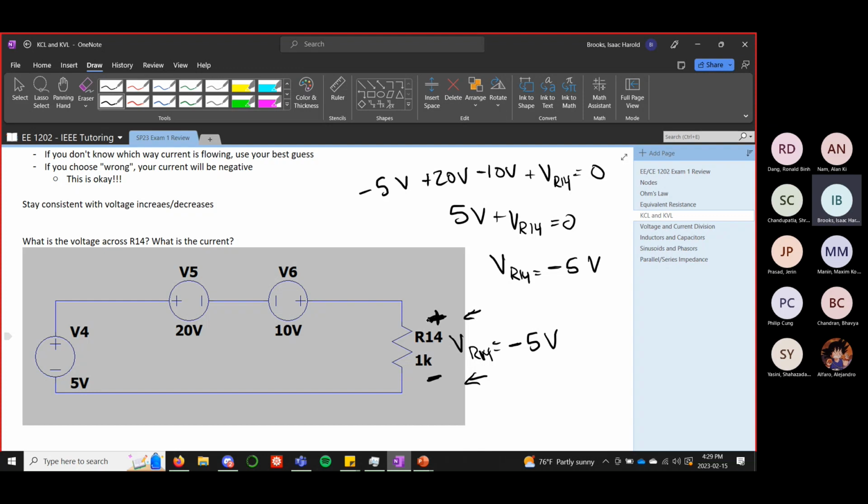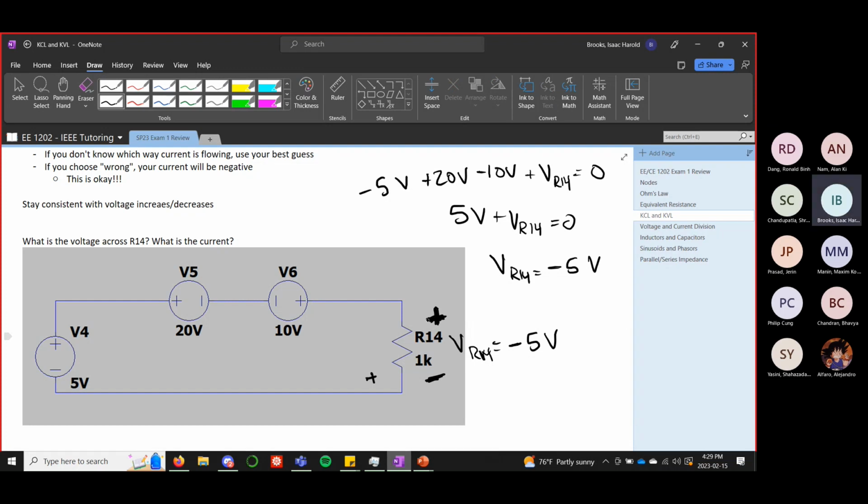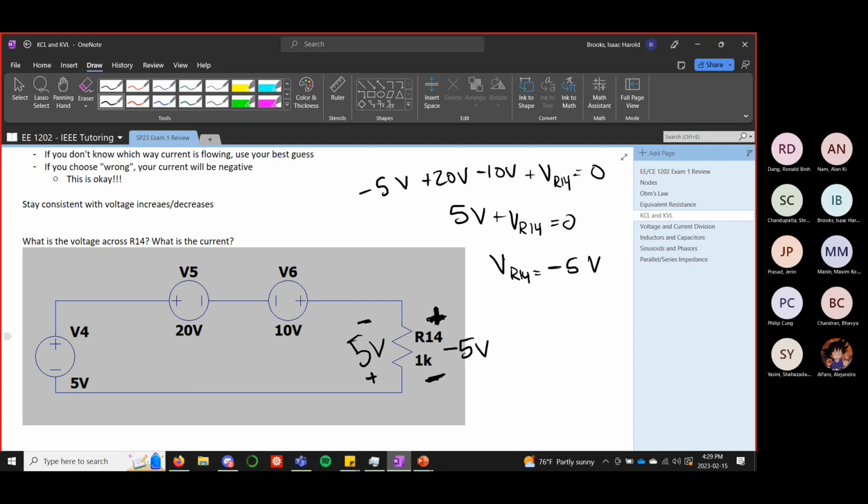So what we said is, before we knew anything about the circuit, we said that it's going to be positive polarity here and negative polarity here. And we found that the answer was negative 5 volts. So what that means is, in reality, it should be like this, and we should say that it's 5 volts, okay? These are equivalent. This polarity with a value of negative 5 is the same as positive 5 with the opposite polarity. So if you switch the polarity across something, then the sign of the voltage switches, okay?